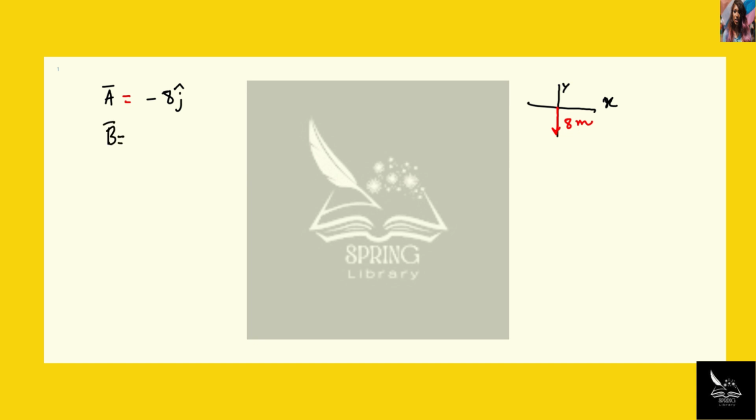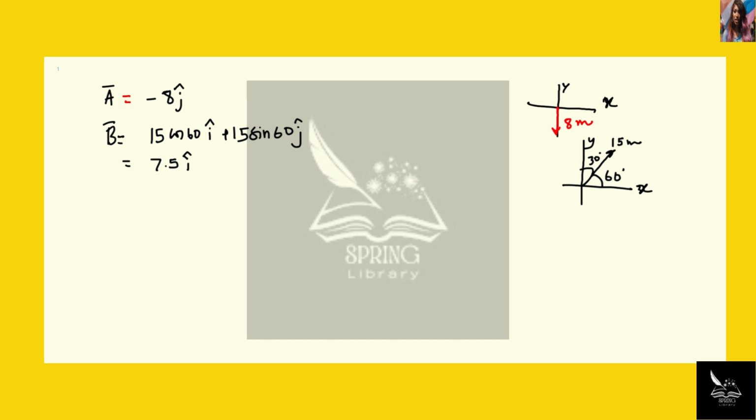But it gets tricky with the next vector, which is vector B. Vector B makes an angle of 30 degrees with y-axis and has a length of 15 meters, which means it makes an angle of 60 degrees with x-axis. Hence, vector B can be written as 15 cos 60 i hat plus 15 sin 60 j hat, which turns out to be, if you plug it into a calculator, 7.5 i hat plus 13 j hat. Of course, all of these are in units of meters.